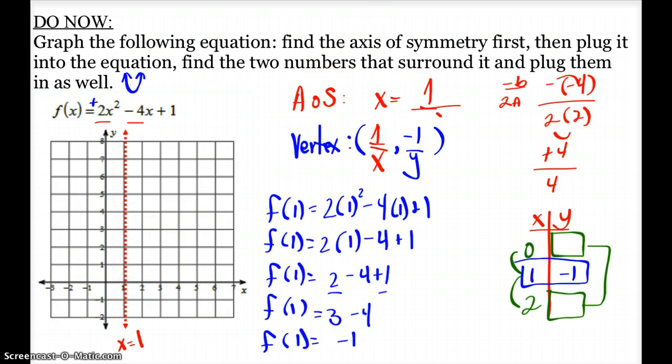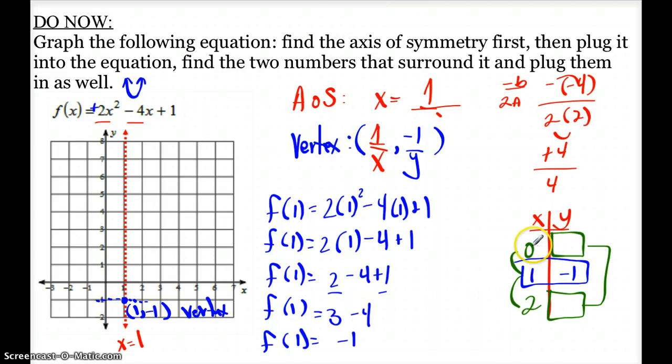So here's that negative 1 value right down here, and that is our vertex. 1 comma negative 1, vertex. Okay. It's also our lowest point since we know it's facing up. Since we know it's facing this direction, it's going to be our lowest point. We can also call it our minimum value, which is our negative 1.